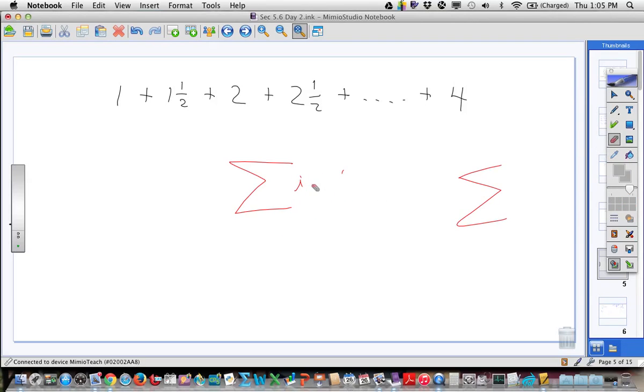Okay, Kelsey, what'd you say? 1/2 i starting at 2. Let's check it. So when i is a 2, we'd have 1. When i is a 3, we'd have 1.5. When i is a 4, we'd have 2. Seems to be working. And then when i is an 8, we'd have 4. Okay? So that would work.